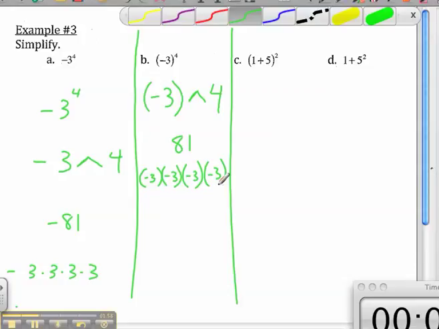This first one, the negative, and here let me get a different color. This negative isn't with the 4. It's really like a negative 1 times 3 to the fourth. Okay? It's not being raised to the fourth power. So be careful with that when you're working with your calculator. Okay?